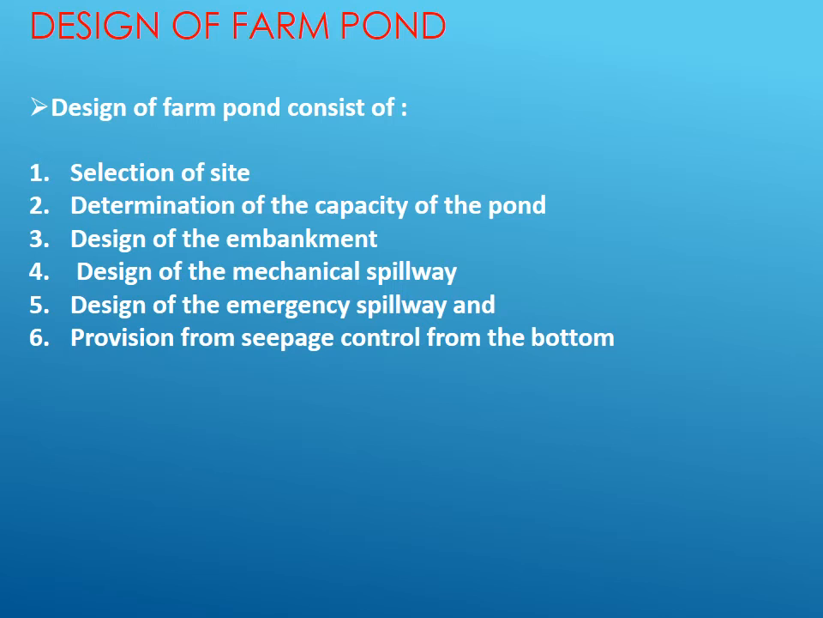Now we will see about the design of farm pond. The design of farm pond consists of: first, selection of site; second, determination of capacity of pond; third, design of embankment; fourth, design of mechanical spillway; fifth, design of emergency spillway; and sixth, provision for seepage control from the bottom.